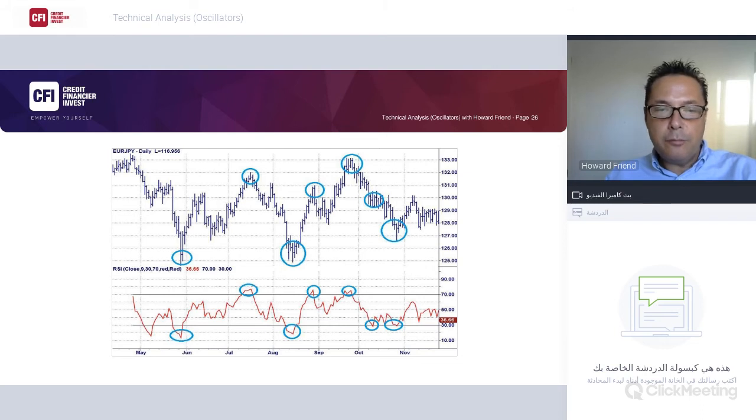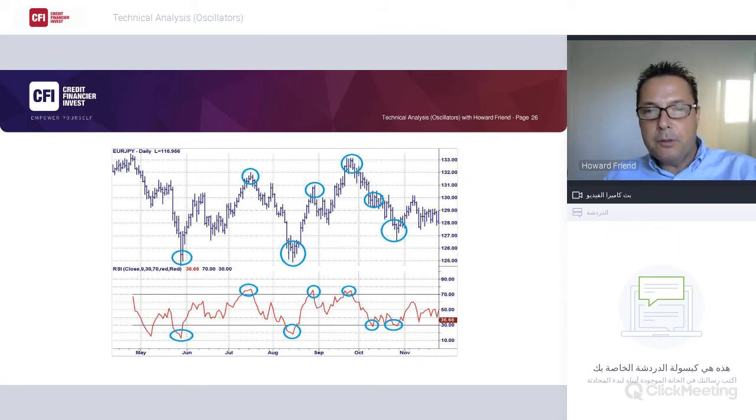RSI tops out above 70. We get a toppy pattern on the chart, which has been ringed below 132, and then the market starts to trend lower. Then the market bases out eventually just ahead of the previous low. RSI goes into oversold territory, bases out, and then sees a very powerful rally, which tops out in the overbought region on the RSI.